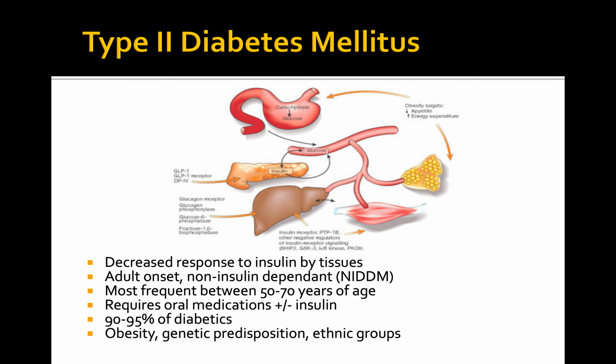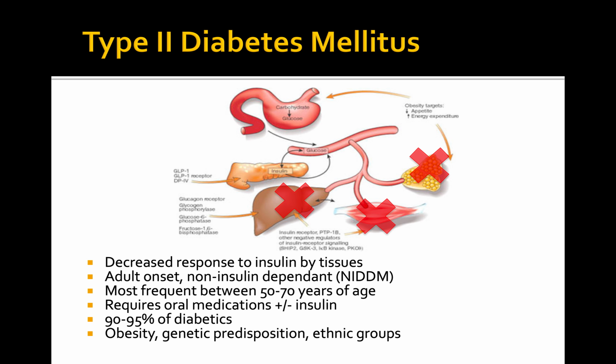Type 2 is the far more common type of diabetes. It's associated with a decreased response to insulin by target tissues. These include the liver, muscles, and adipose or fat. It's adult onset. It's called non-insulin dependent because it's not due to low insulin. In fact, many of these patients have very high insulin. It's simply that tissues don't respond to insulin as they should. Most frequently affects those of middle or working age. Usually requires oral medications and possibly insulin. And it's the far more common type of diabetes. About 90% of diabetics are type 2.